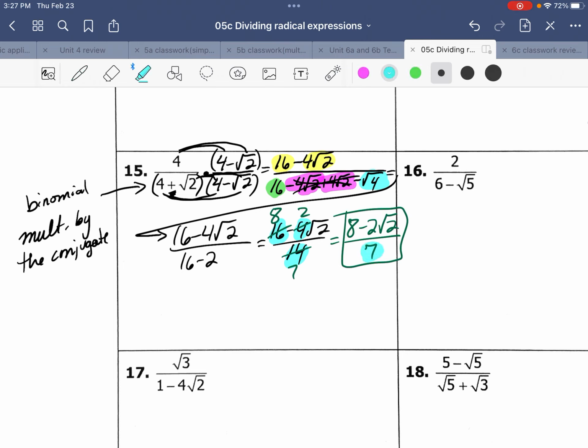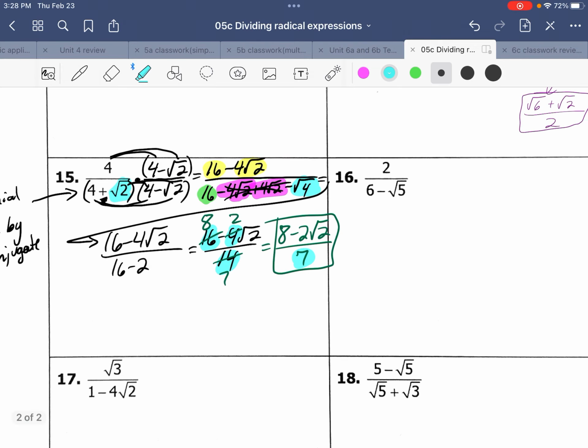Look, our denominator has a whole number in it, a rational number. It is not irrational. When we started out the square root of 2, that's an irrational number. We cannot have an irrational number in a simplified form with radicals in the denominator.